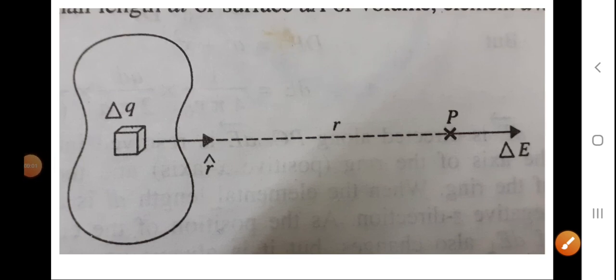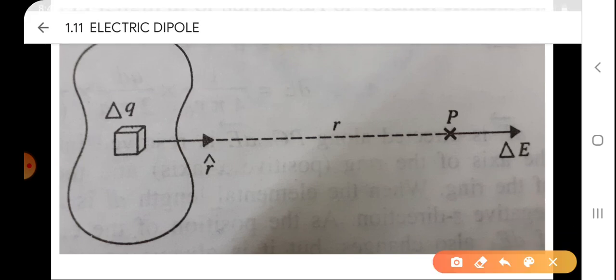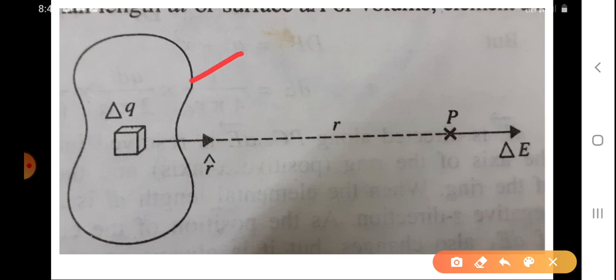This part is in continuation with 1.13, continuous charge distribution, which we are going to discuss. For instance, we consider a charge distribution, a volume charge distribution. This volume charge distribution is divided into small unit volume elements. This volume element, we would say, will have delta Q amount of charge.